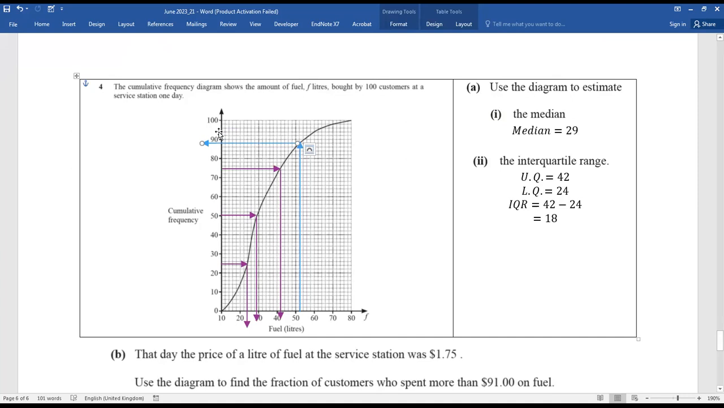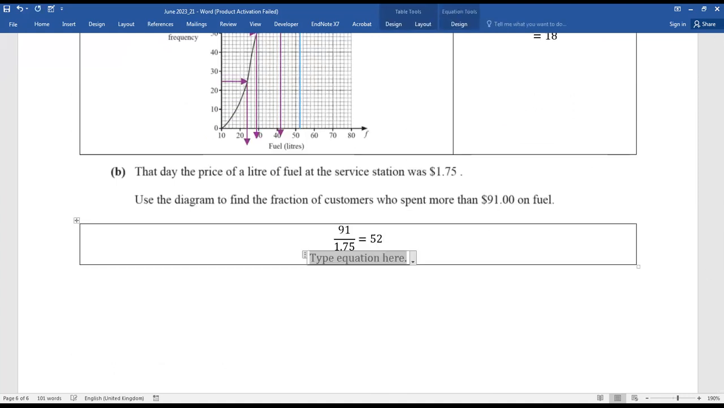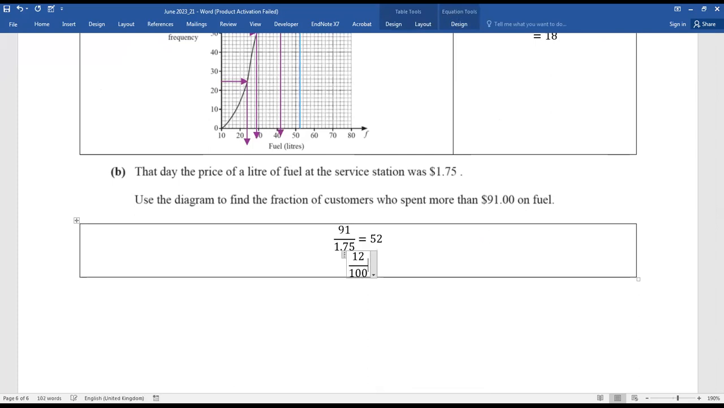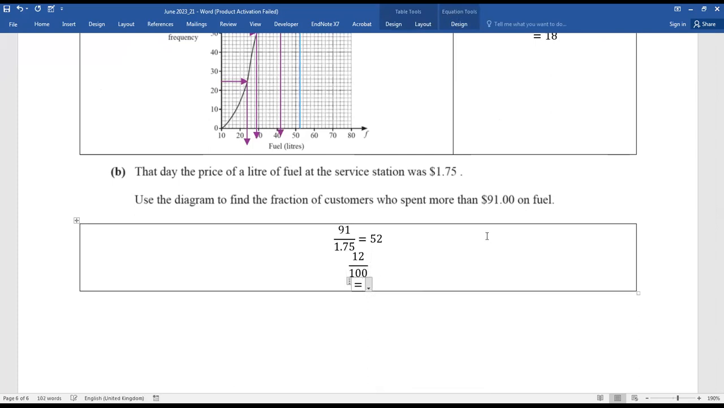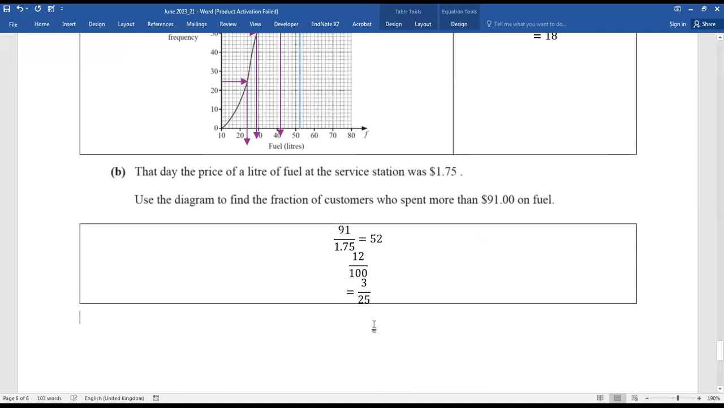So we'll just subtract. This is the top few people, which is 10 and then 12. So 12 people, 12 out of 100, and the fraction will simplify to 3 over 25. Moving on.